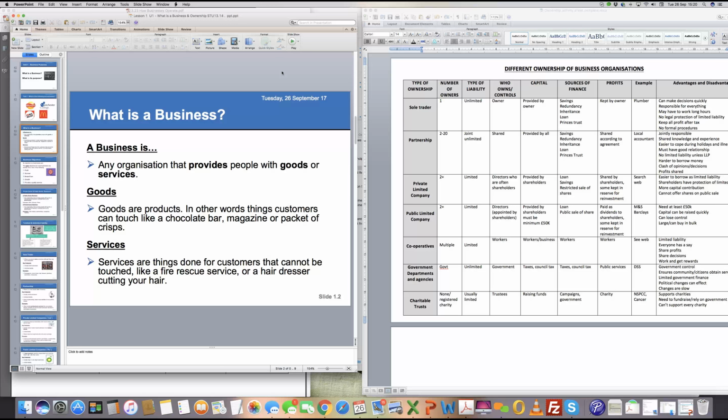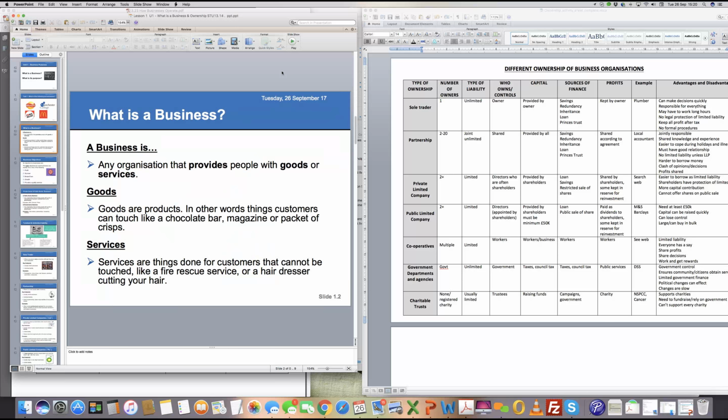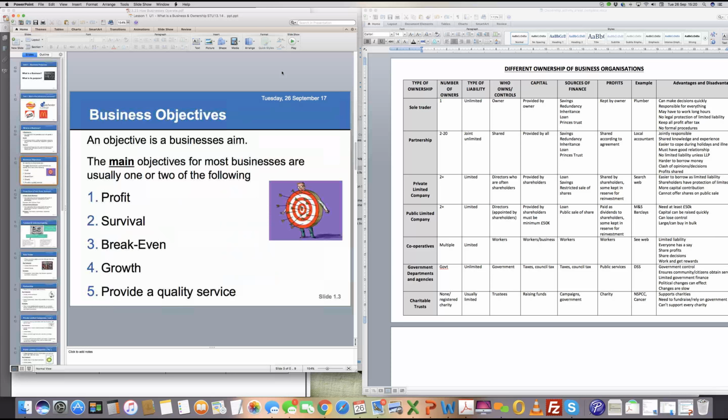Now, when we say a business produces goods or services, look at the previous slide. When we look at McDonald's, what is the good or service it provides? Food. And Manchester College, for example, provides education. So depending on the type of business and the activity they are in, they could have varying types of goods and services which would be used by people.